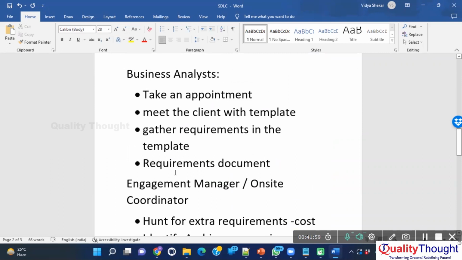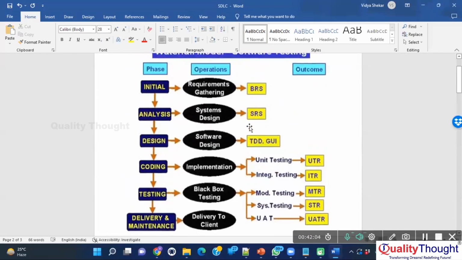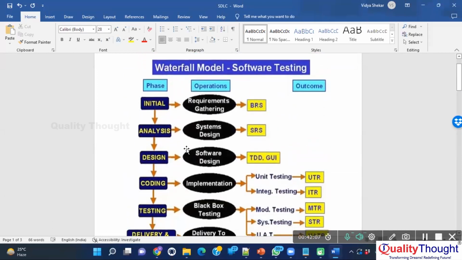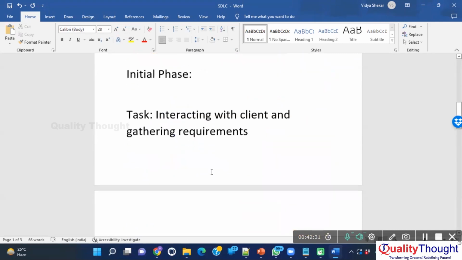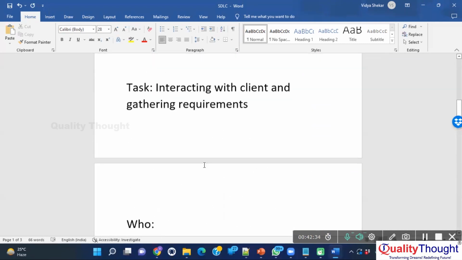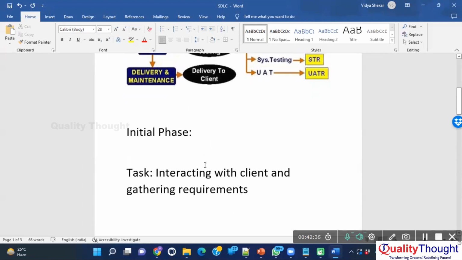So the next phase is the analysis phase. The operation they are going to do is something called system design, and the output is the system requirement specification document. There's a difference between FRS and SRS. FRS is the interaction between the customer and the BA; they only talk about the business. And SRS talks about how it has to be implemented in the software. There is a difference. So for analysis, you want to make a note of this? Yes, no?